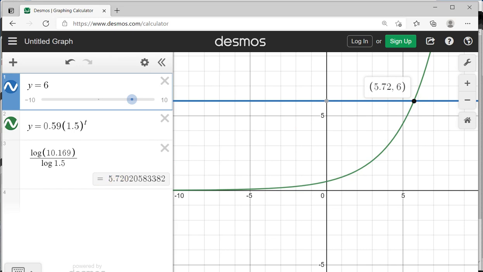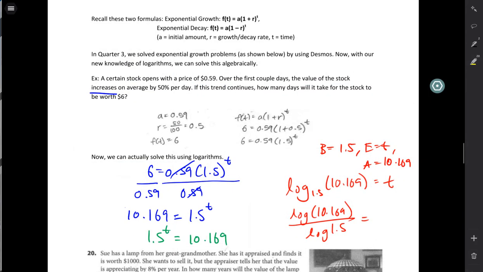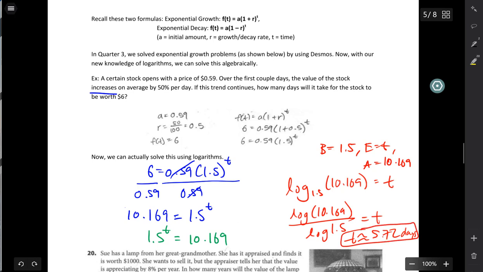Isn't that cool? Math is power. That's awesome. So this is t. t is approximately, based on our calculation, 5.72, and this is days. So that revisits what we went over previously. So that's one way that you can do it.